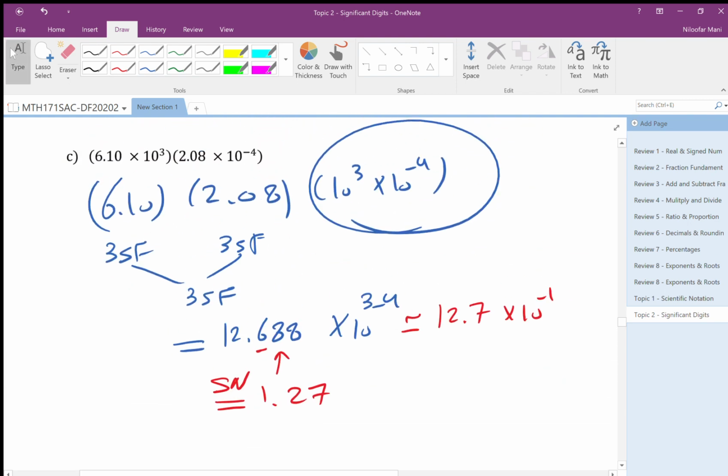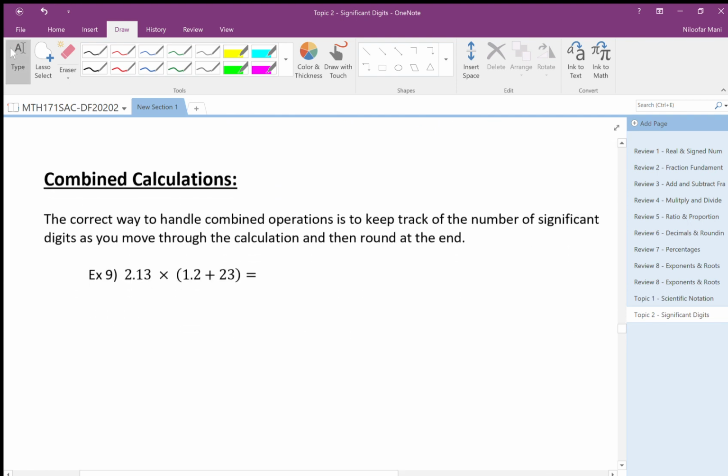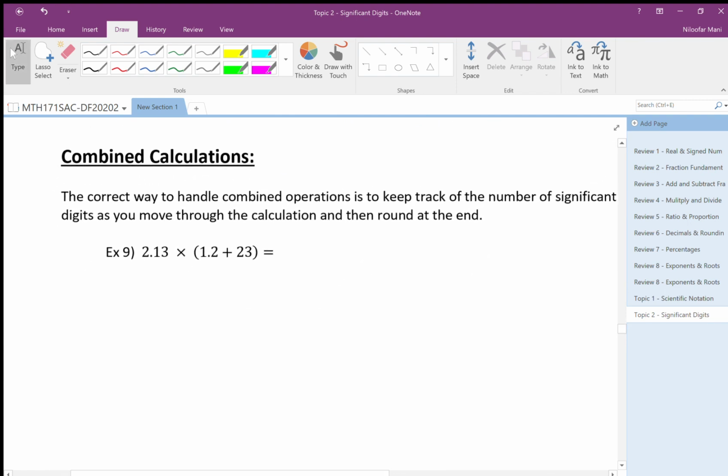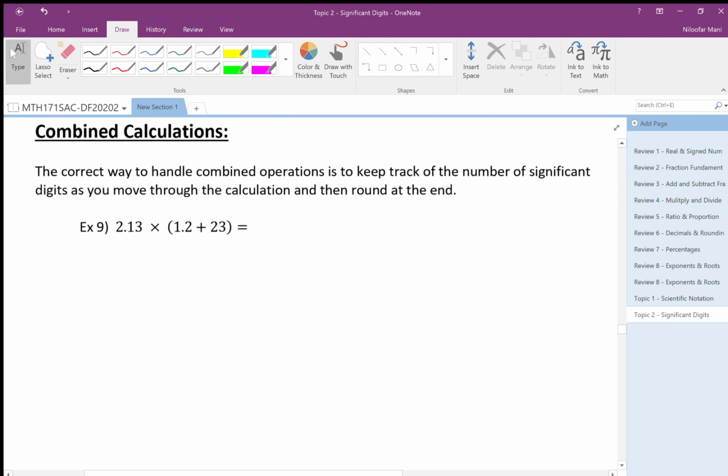So see here, I have just scientific notation numbers, but because I know they are approximate, I have to round appropriately. But remember, I have to see this in the question, so I have to see if it's really approximate. Okay, how about when you have combined calculation? The correct way to handle combined operations is to keep track of the number of significant digits and decimal places and everything.